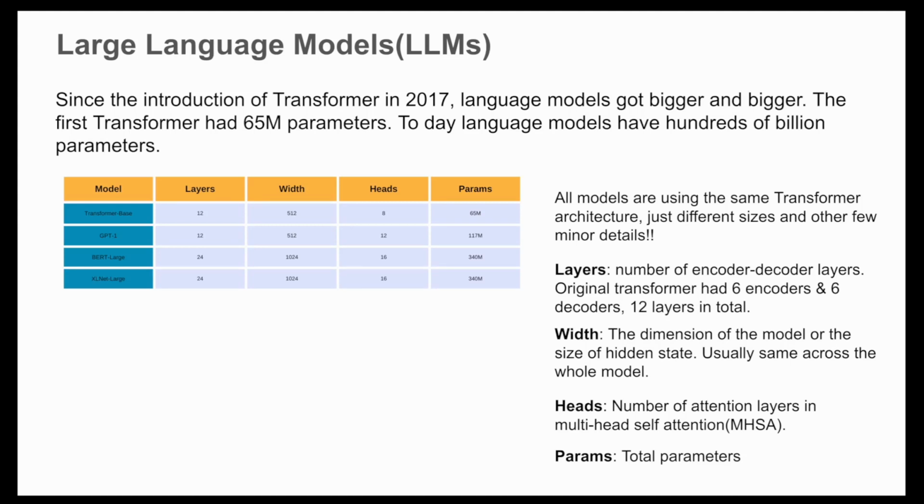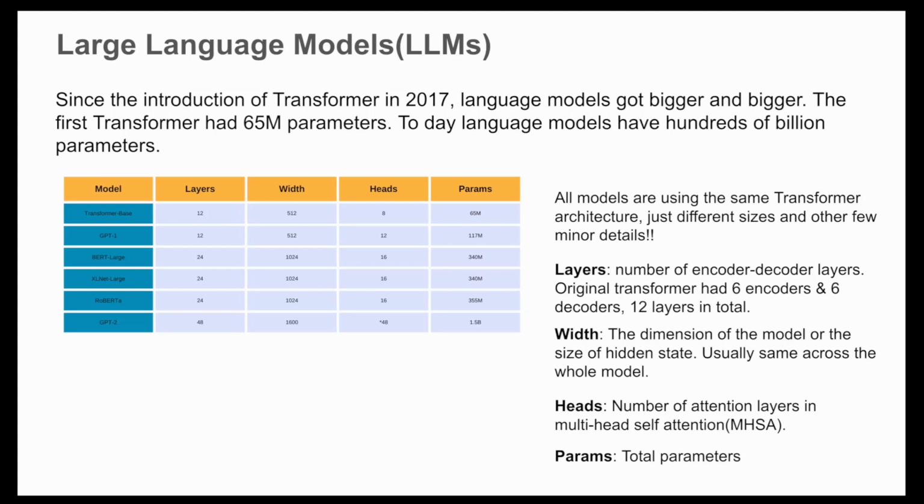XLNet large had 24 layers, the same width as BERT large, the same heads as well, and the same number of parameters. RoBERTa is also another large language model which had 24 layers, the same size as BERT and XLNet large, and also the same heads as well. But RoBERTa had 355 million parameters. It might be that the dimensions of other layers were different, which is not reported here.